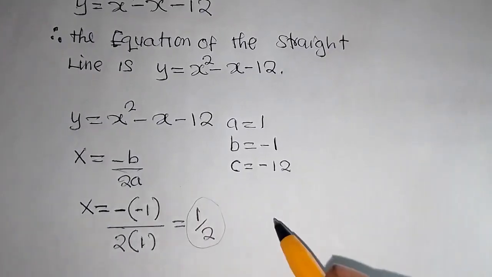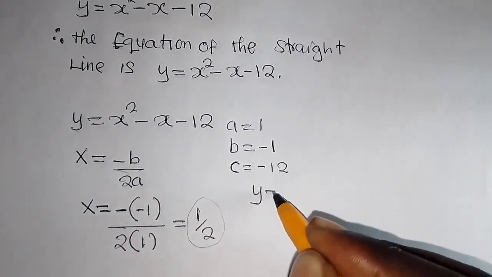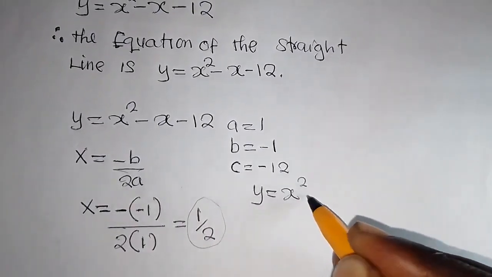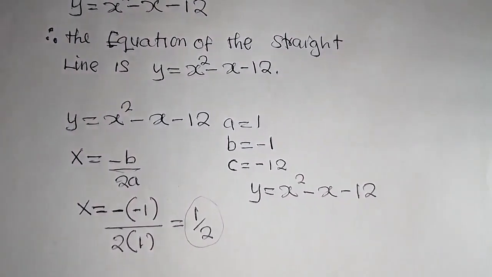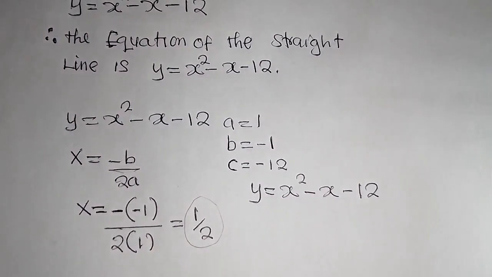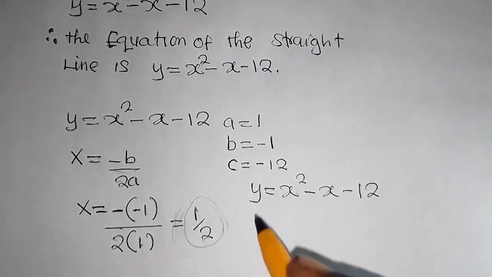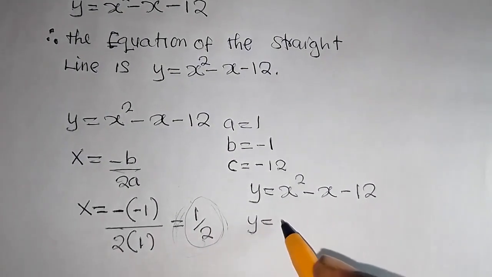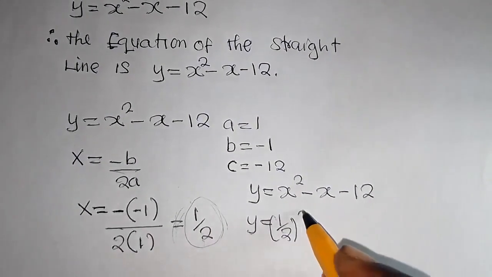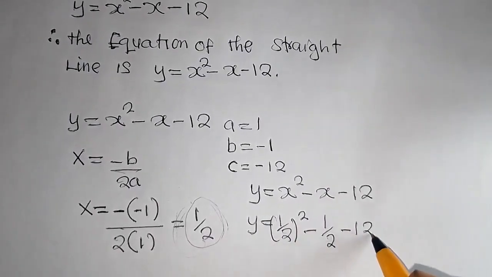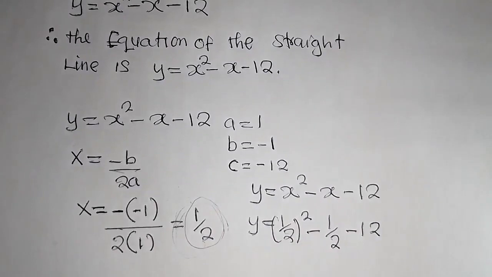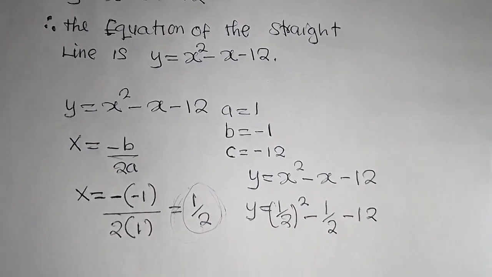We find y. So I get the equation y is equal to x squared minus x minus 12. I know x is 1 over 2. So y is equal to 1 over 2 squared minus 1 over 2 minus 12. This is what I need to do.